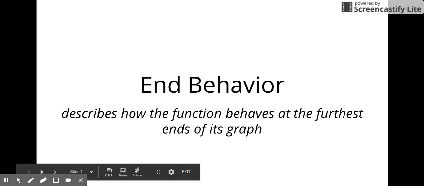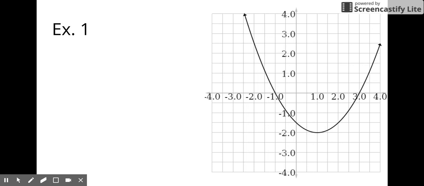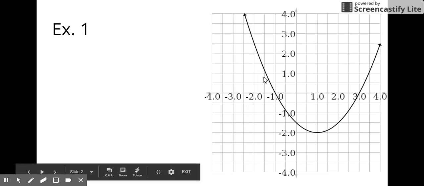End behavior helps us describe how a function behaves at the furthest ends of its graph. So we don't really care what happens in the middle of the graph, really just about what is happening on the furthest left and furthest right of the graph. So when you look at this one, we don't care what's happening in this middle. We just want to focus on these ends.